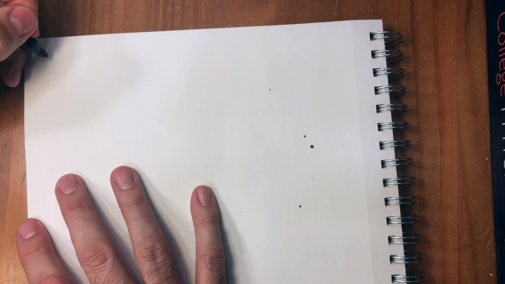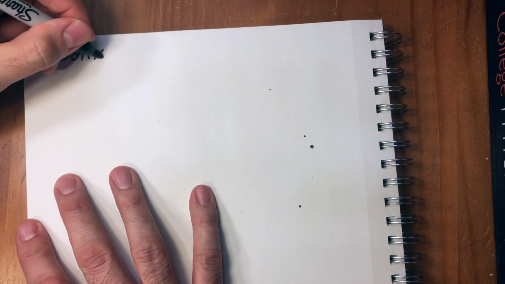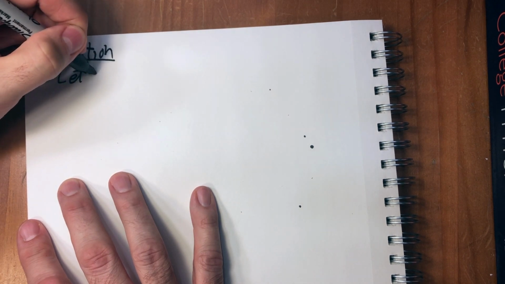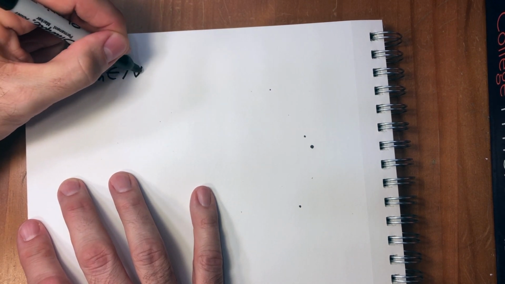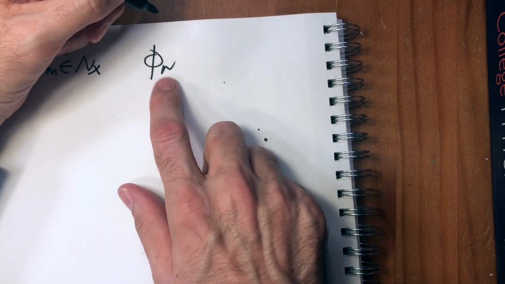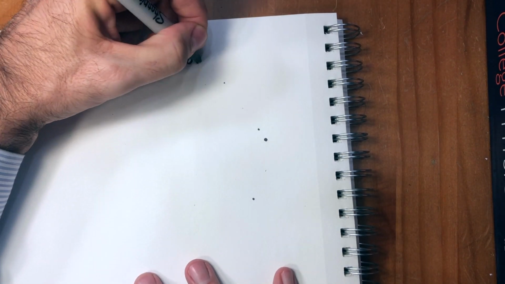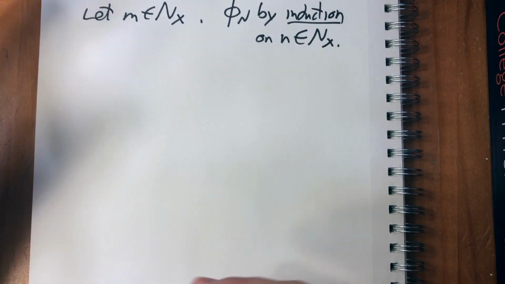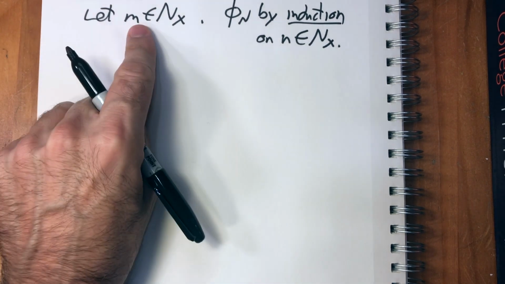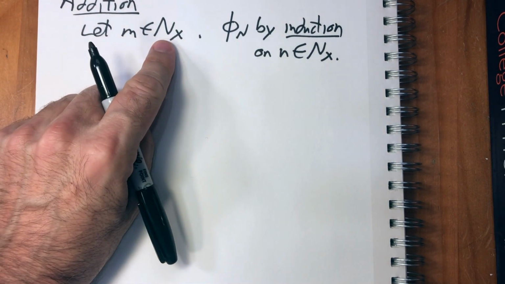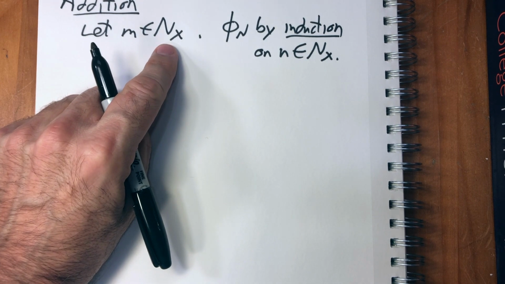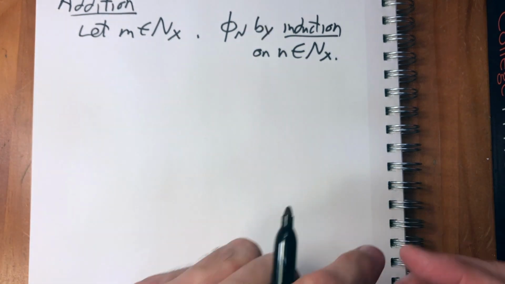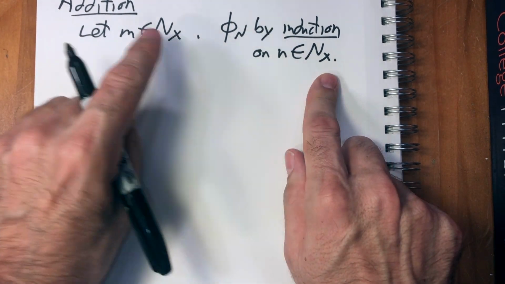So now we just have to prove the addition, multiplication, and ordering. Okay, addition. Let m be an element of x. So we're going to prove additivity for phi of n by induction on n. What this means is, we have to show that addition works for any two numbers in the natural numbers. So we're just taking an m arbitrarily, and we're showing that phi will work for every n added to m.